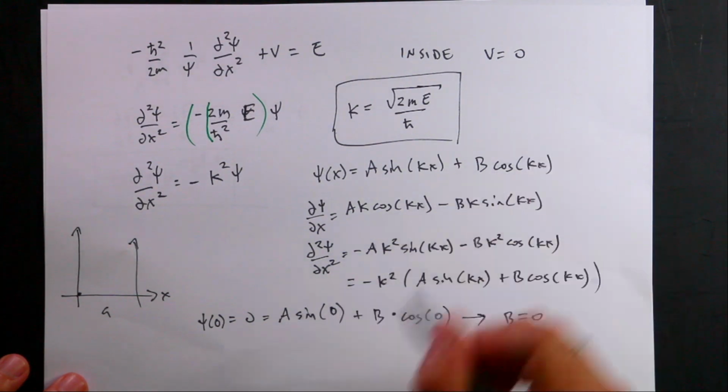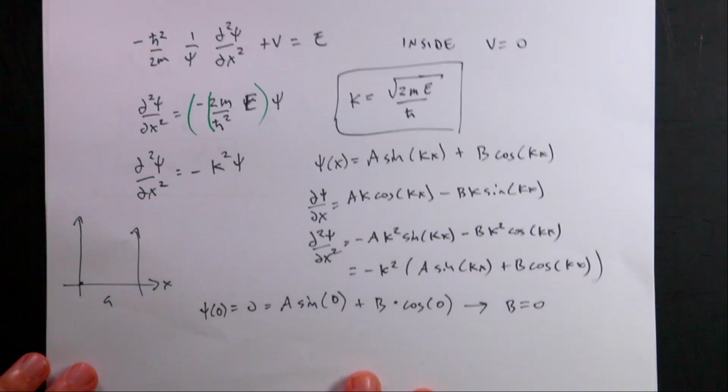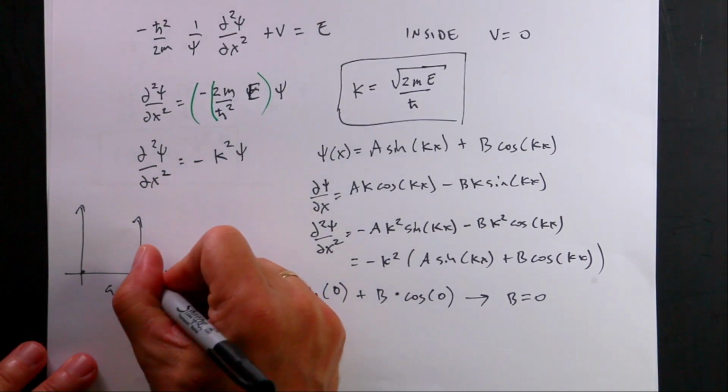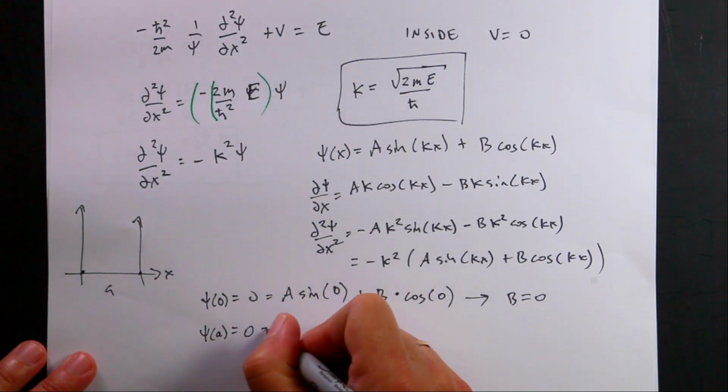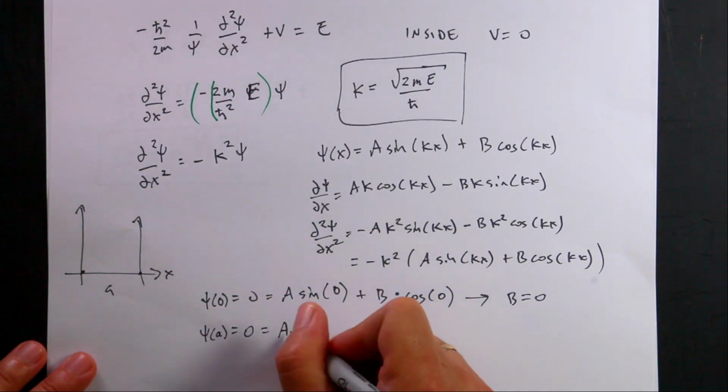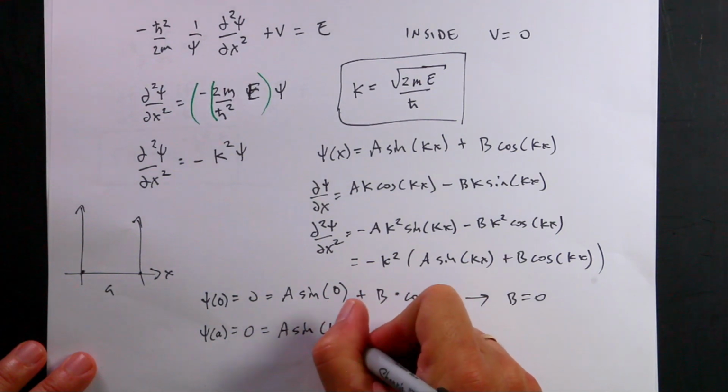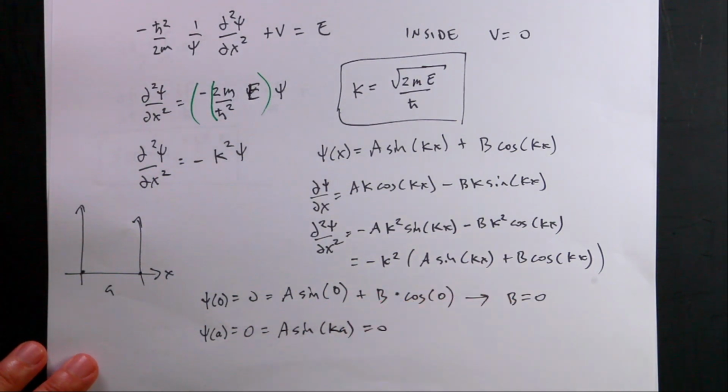Okay, so this whole term's gone. Now the other boundary condition I have is right here. I know that psi of a is equal to 0. So that's going to be equal to A, I don't have to worry about B, sine of ka equals 0. Well, if I put A equal to 0, I do indeed get a solution. However, that's not really interesting. It would just be psi equal to 0, which works for the differential equation, but it's clearly not what we want. So the other way would make the sine 0.